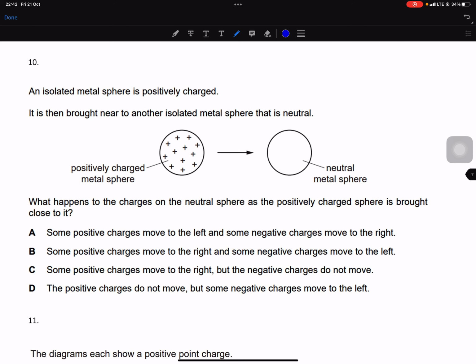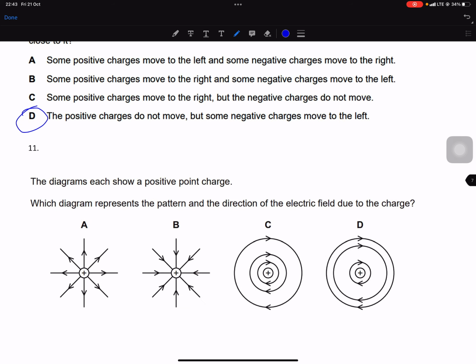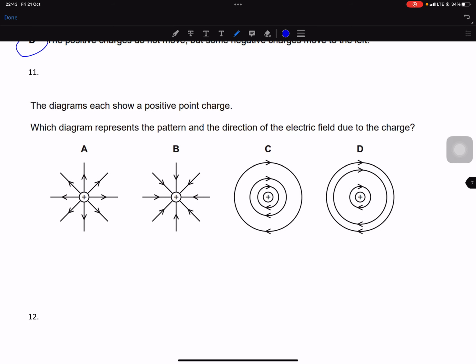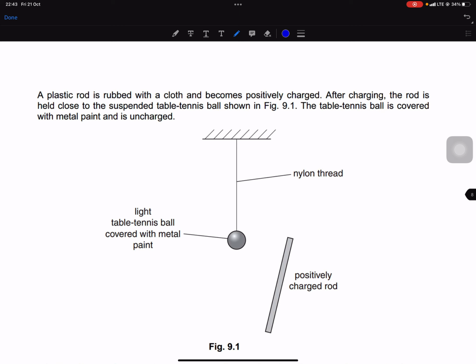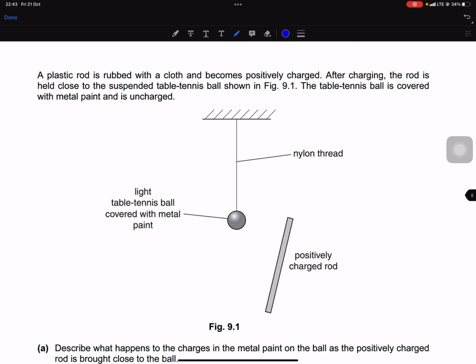So in this question, what happens to the charges on the neutral sphere as the positively charged sphere is brought close? So the negative charges would accumulate here, because opposite charges attract each other. The positive charges, they don't move, they stay in place. So the answer is D. Okay, question number 11. Electric field on point charges points away from positive, so the answer is A. Okay, 12. I think you read the question.